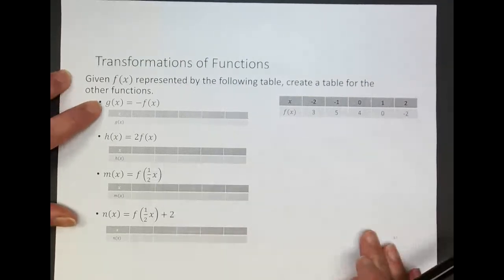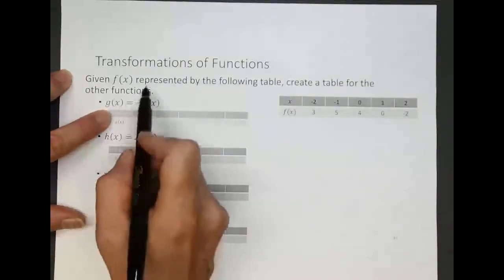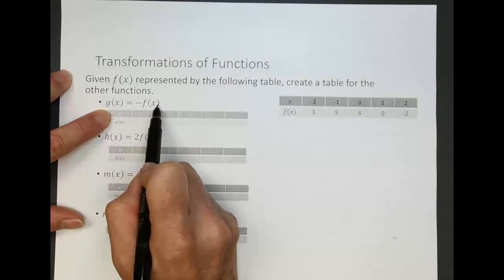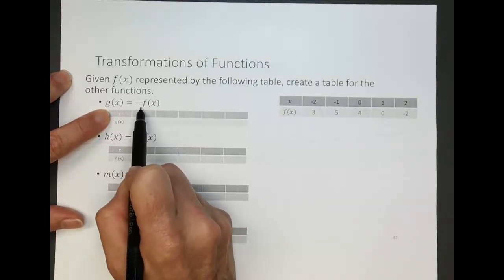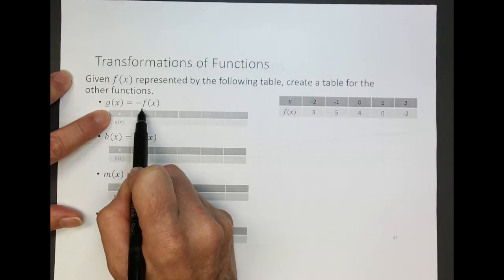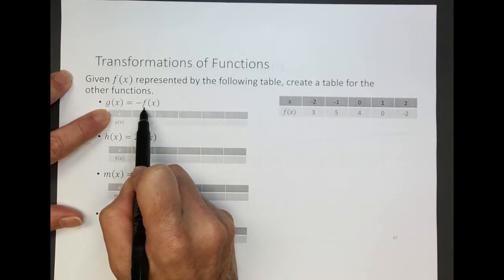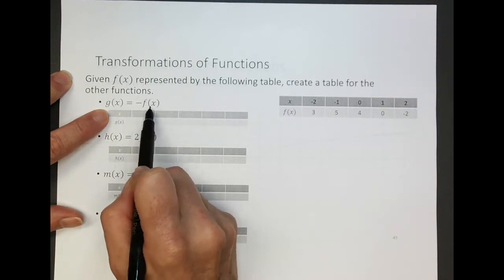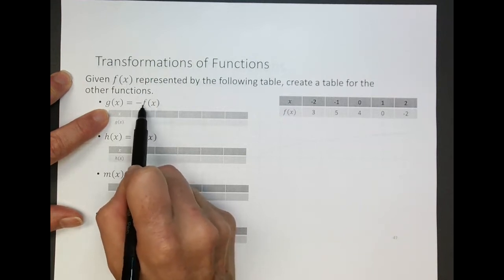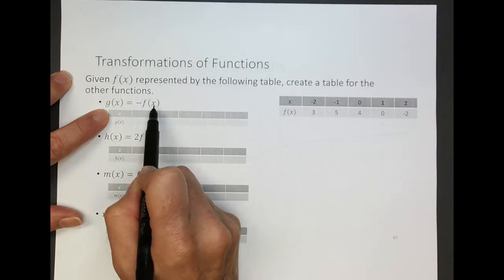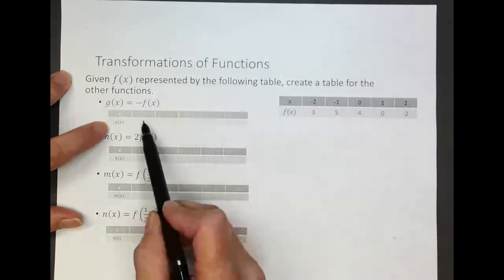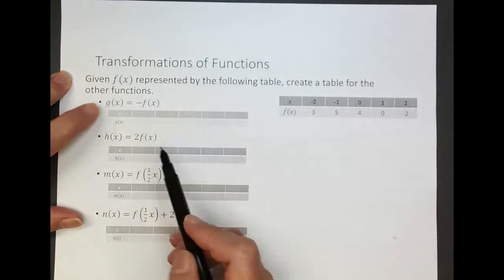Now, if I wanted to create a table of g of x, and g of x is defined as the negative of f of x, that's a transformation. That's going to be a reflection across the x-axis, or a vertical reflection. The whole function becomes negative, because f of x is really function notation for the y, for the output. So how is that table of values going to look?